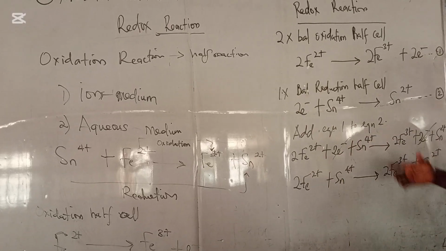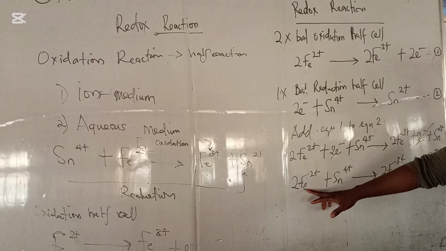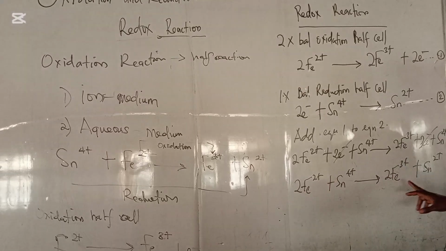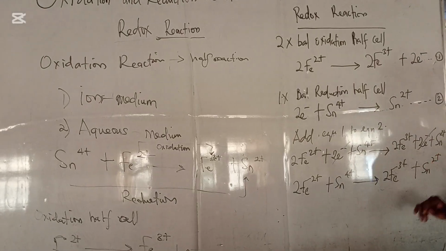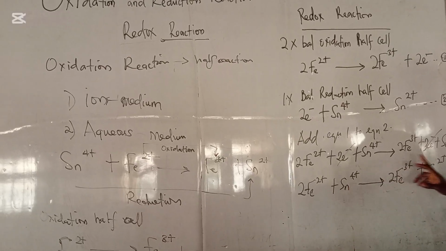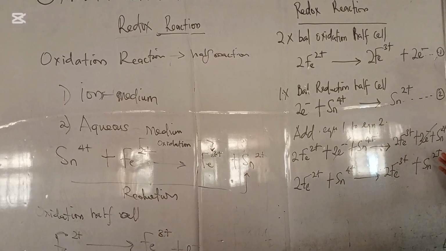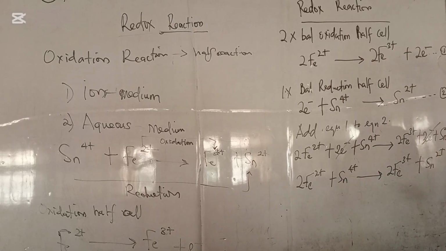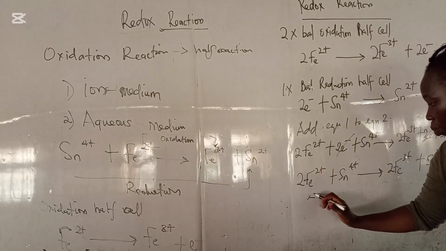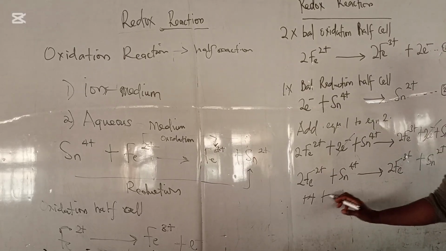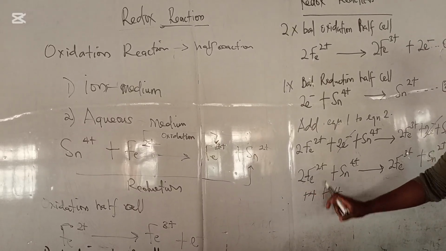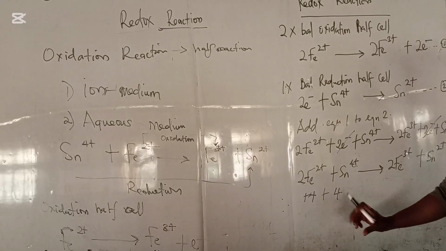So let's look at it together and see if it is balanced. So how many atoms of iron do we have? We have 2 at the reactant, 2 at the product, so it's balanced. What of tin? We have 1 tin at the reactant and 1 tin at the product, so it is what? Balanced. Now the ions. 2 times 2, this 2 here becomes plus 4. Because here is plus 4, 2 times 2 is also what? Plus 4.